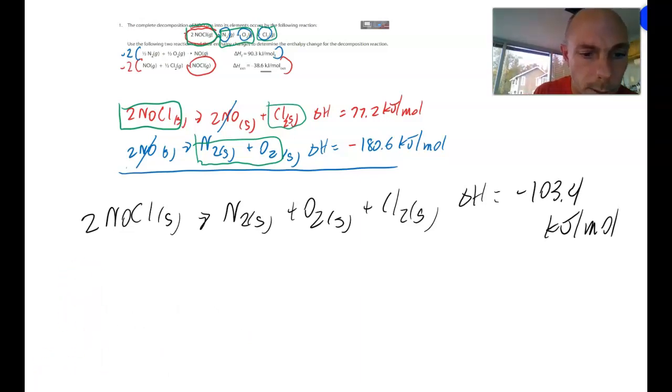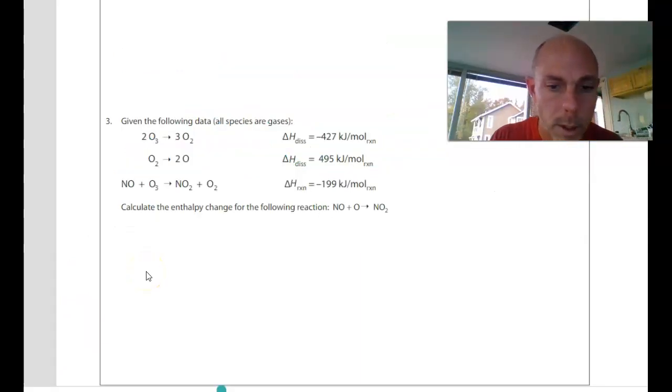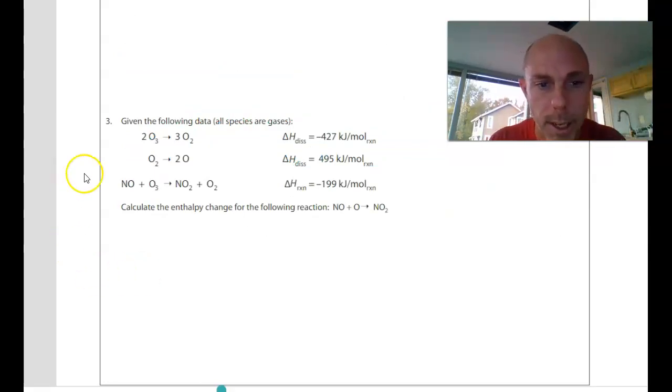We'll do one more together, and then we'll move on to heats of formation. So we've flipped to 212 of the ebook, or 8 pages minus that in the textbook, and we're doing practice problem 3 here, down at the bottom of the page. Mr. Johnson's getting tired. We're going to go back to the whiteboard and solve this one.